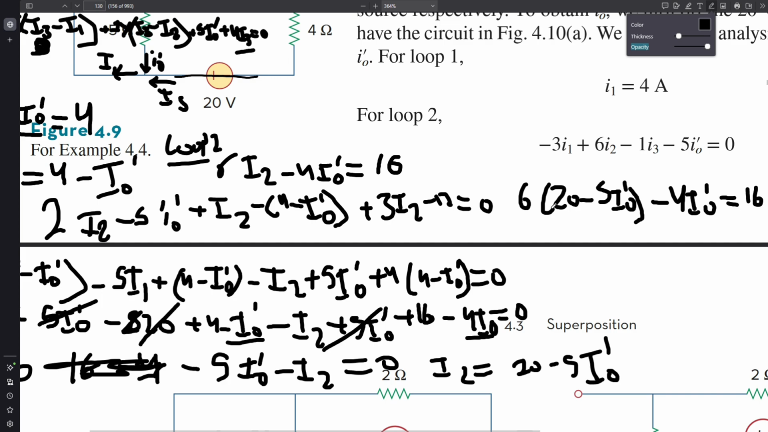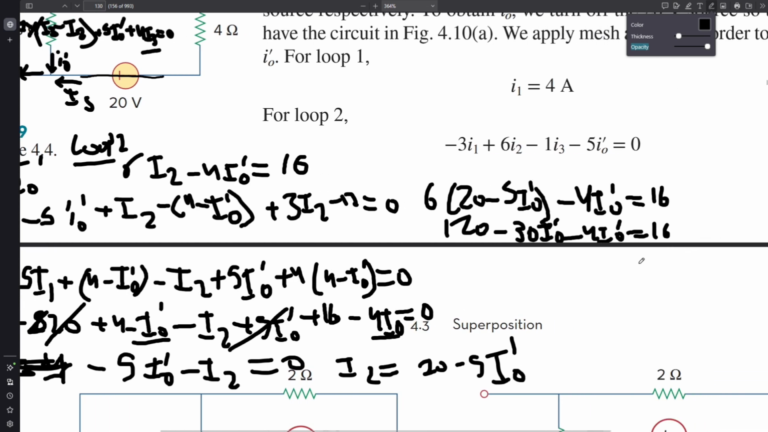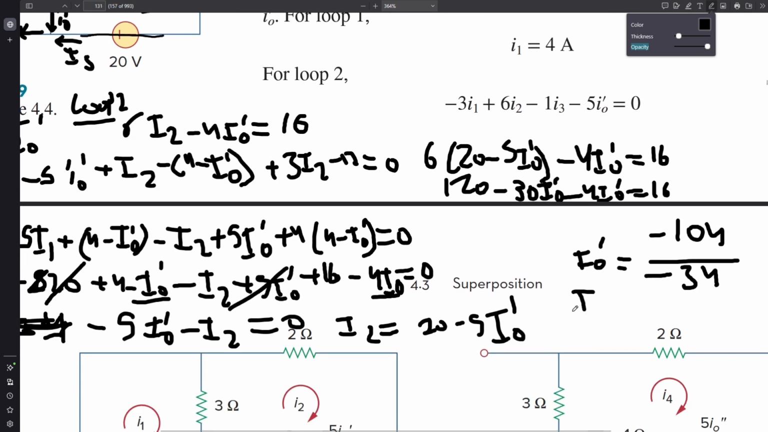Now simplify, you'll get 120 minus 30i0 dash minus 4i0 dash equals 16. So that will be negative 104 over negative 34 equals to i0 dash. That means i0 dash equals to 52 over 17 amperes. That is for the first loop, 52 over 17 amperes.